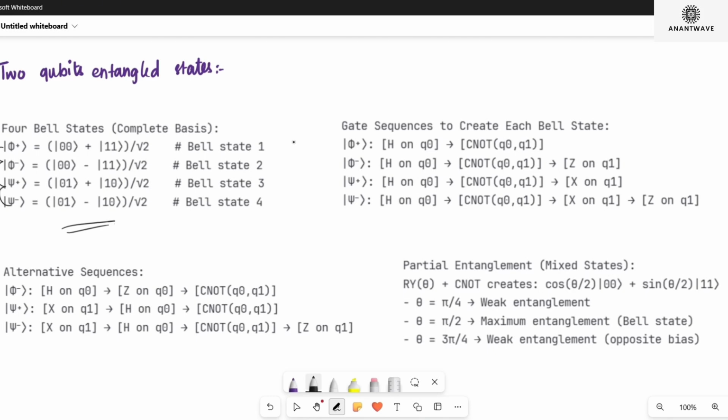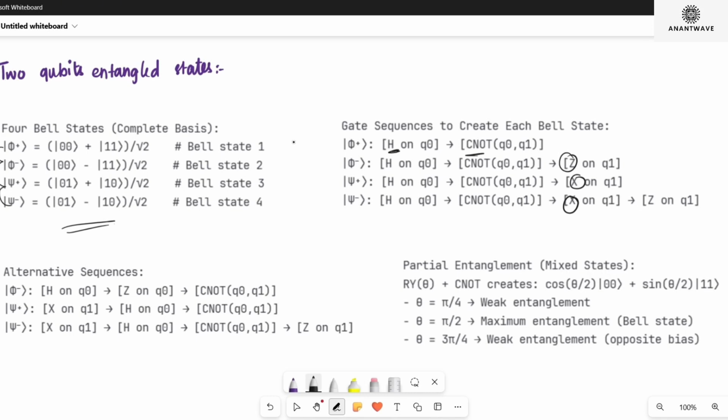Now, gate sequences to create Bell states. The standard approach uses a Hadamard gate on qubit 0 followed by a CNOT gate. Additional gates modify the phase or bit values. We have the Hadamard gate and CNOT gate, and additional gates are used to modify the phase or bit values.